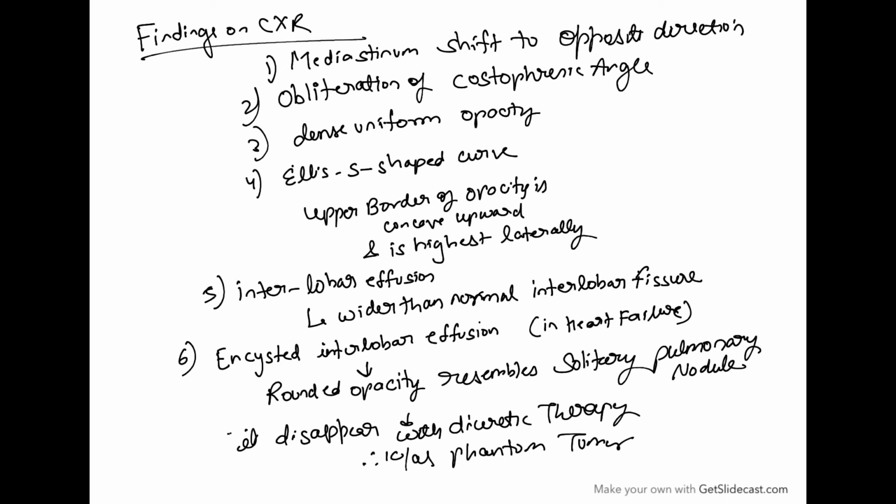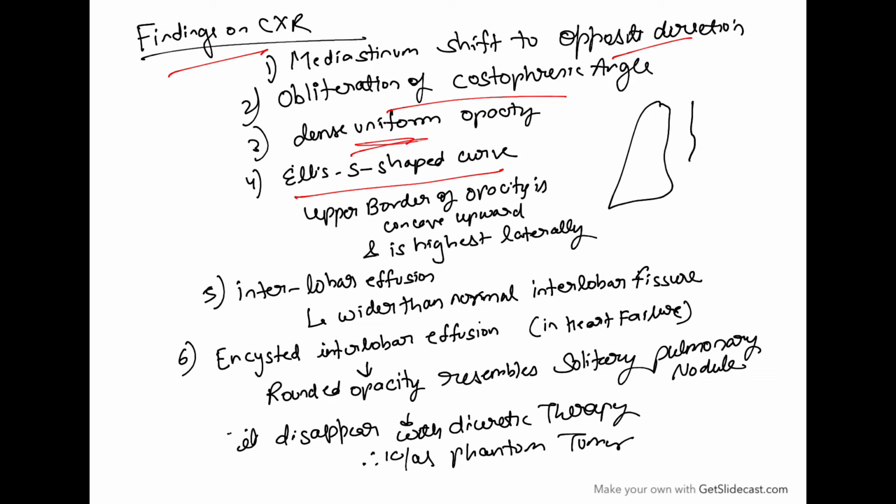Okay, now what are the findings we can see on chest X-ray? The mediastinum shifts to the opposite direction, obliteration of the costophrenic angle, dense uniform opacity, then the Ellis S-shaped curve. How is the Ellis S-shaped curve seen on the chest X-ray? If the effusion is here, this is how the S-shaped effusion appears. So here the upper border of the opacity is concave upward, and is highest laterally. So this is the Ellis S-shaped curve.